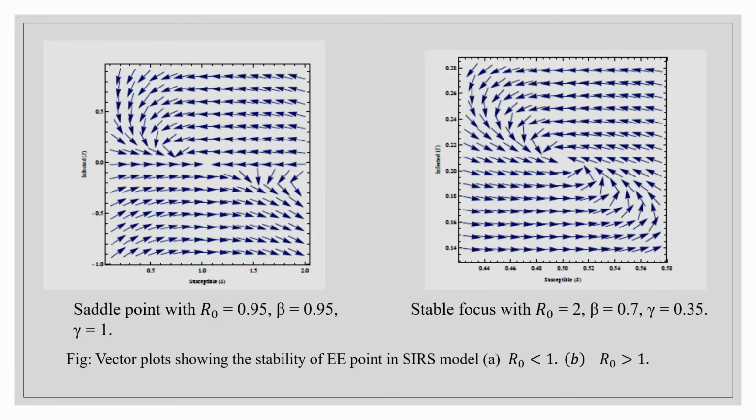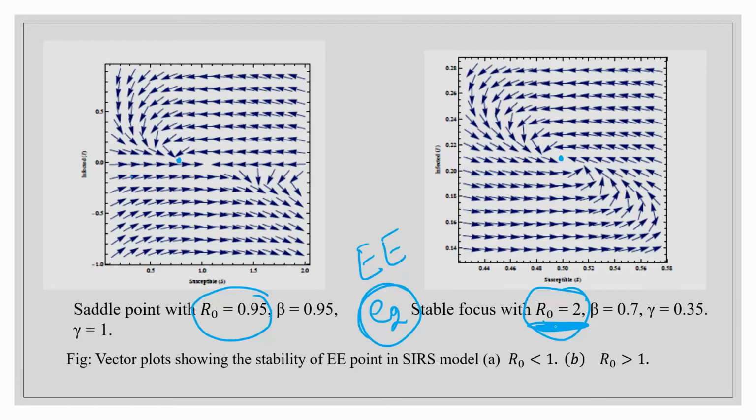Here are vector plots. This first is showing that the equilibrium point will be a saddle point when R naught is less than 1, and it will become stable when R naught is greater than 1. This one is a graph for the endemic equilibrium. Endemic equilibrium means the second equilibrium E2. That means that all the components are present in the system. So when R naught is greater than 1, this endemic equilibrium becomes stable. You can see it from the graph.